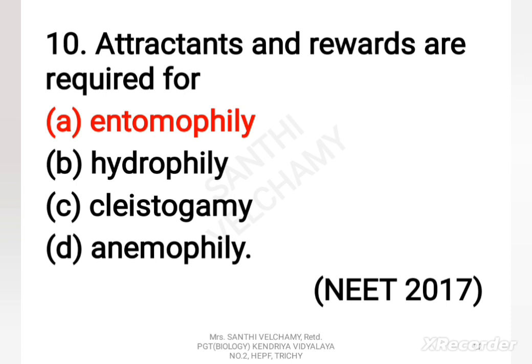Entomophily is the most common type of zoophily, where pollination takes place through the agency of insects. Entomophilous flowers are brightly colored and secrete nectar to attract the visiting insects. Anemophily, or wind pollination, and hydrophily, or water pollination, do not require any attractant due to the involvement of abiotic pollinating agents. Cleistogamy is self-pollination in closed flowers.